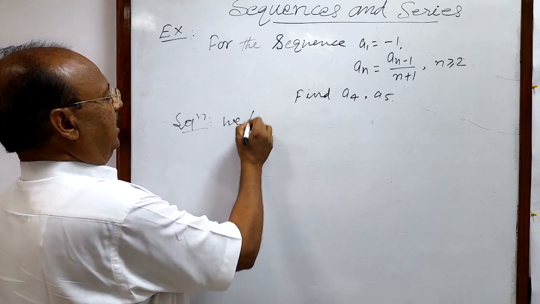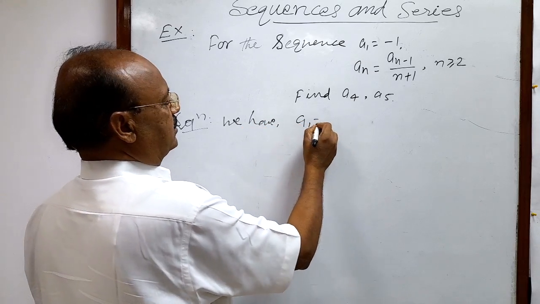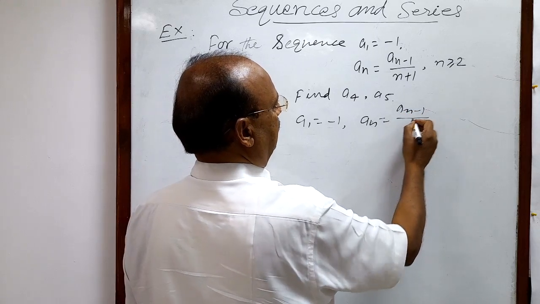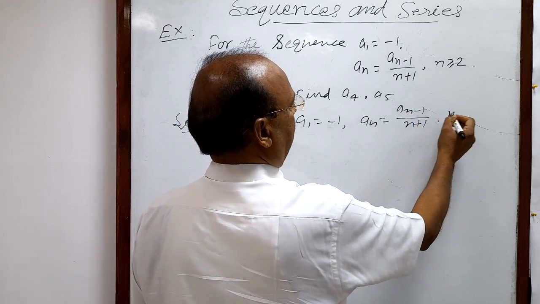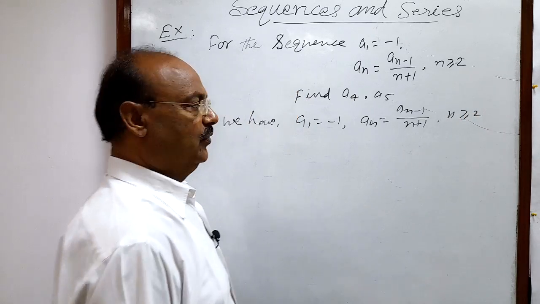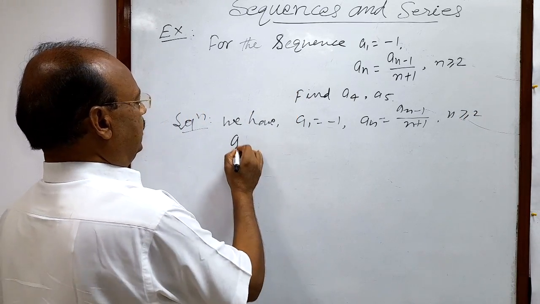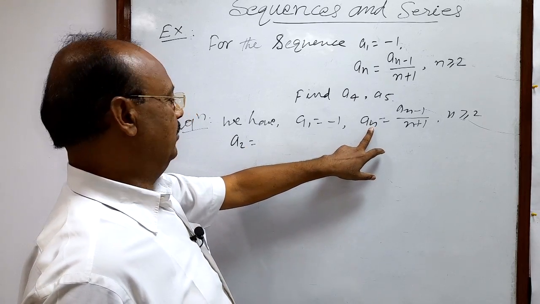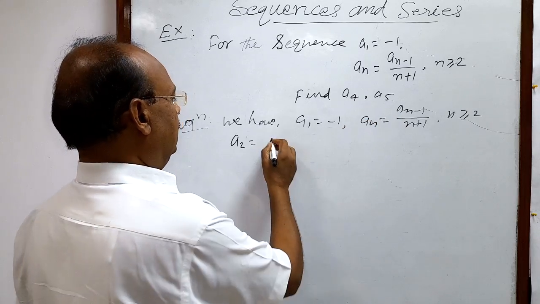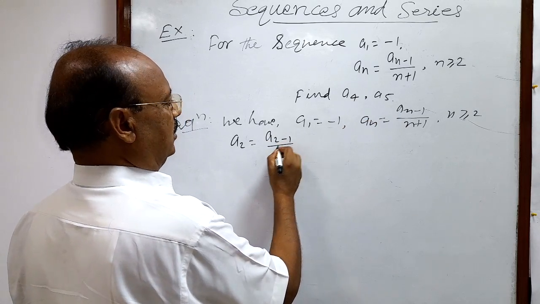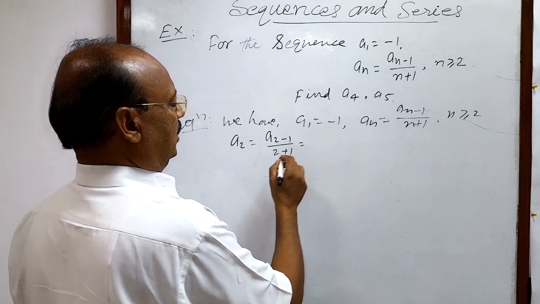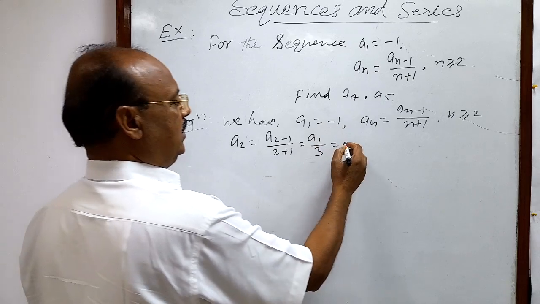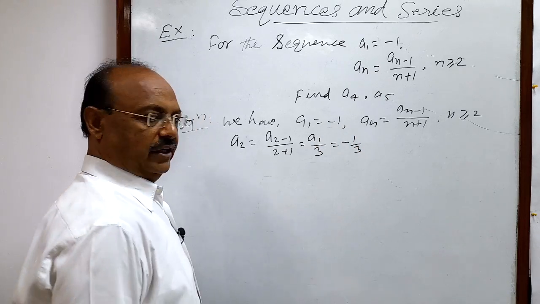Here we are given a1 = -1 and an = a(n-1)/(n+1) for n greater than or equal to 2. Correct? So how to get a2? By this expression, in place of n we have to write 2. So the numerator will be a(2-1), over 2+1, and this is a1/3, and a1 is how much? -1. So this is -1/3.